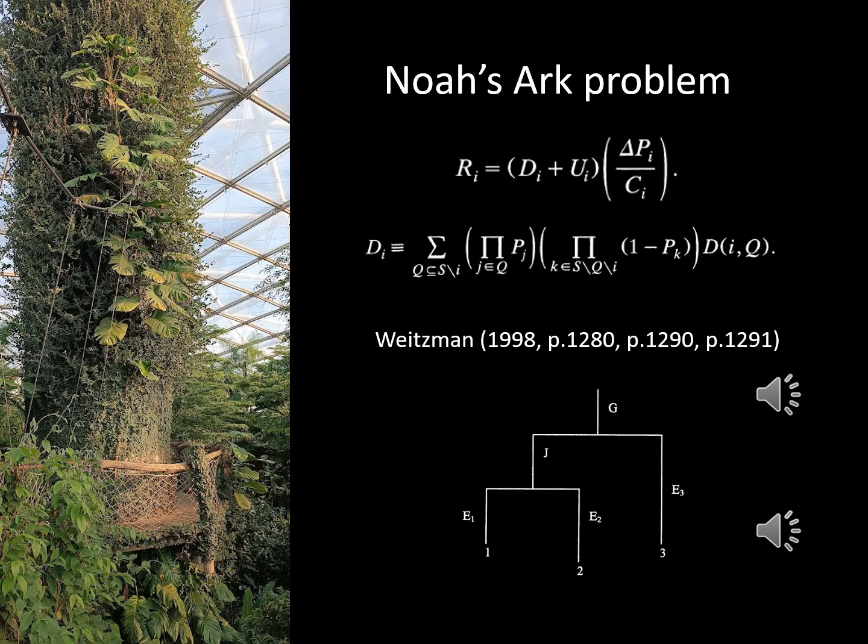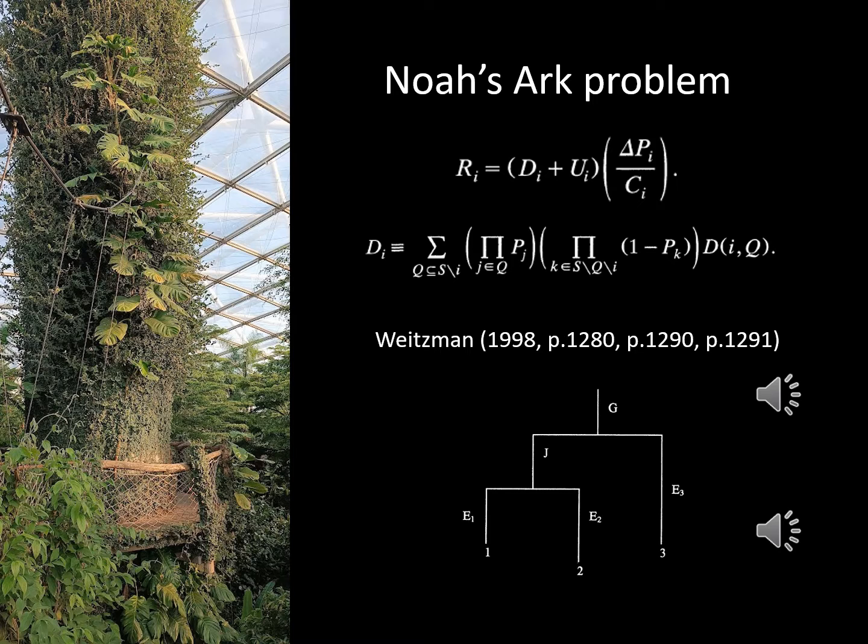Weitzman argues that Noah's ranking R for species i can be thought of as expected marginal distinctiveness plus utility per dollar, where delta P captures the increased survival probability from a project at cost C. U subscript i captures the direct utility of a species i's existence, which can vary by species since most of us like orangutans or pandas better than mosquitoes or snails. D subscript i is the diversity value, which is the focus of Weitzman's paper.